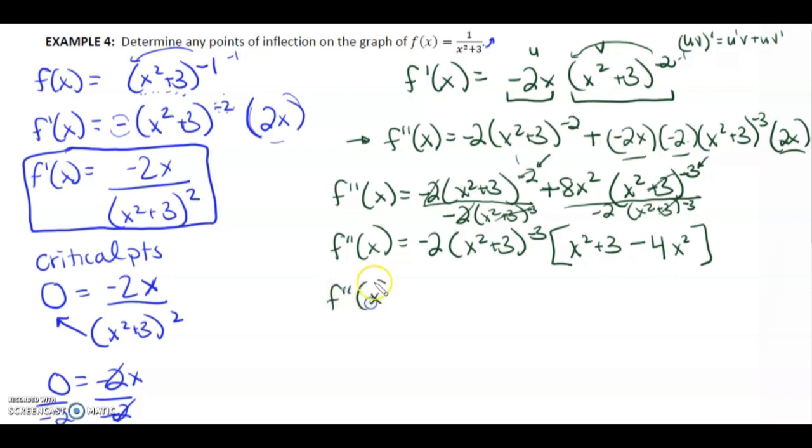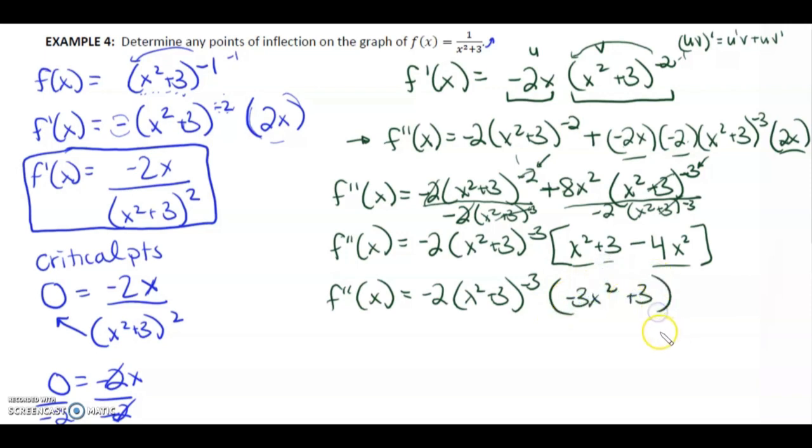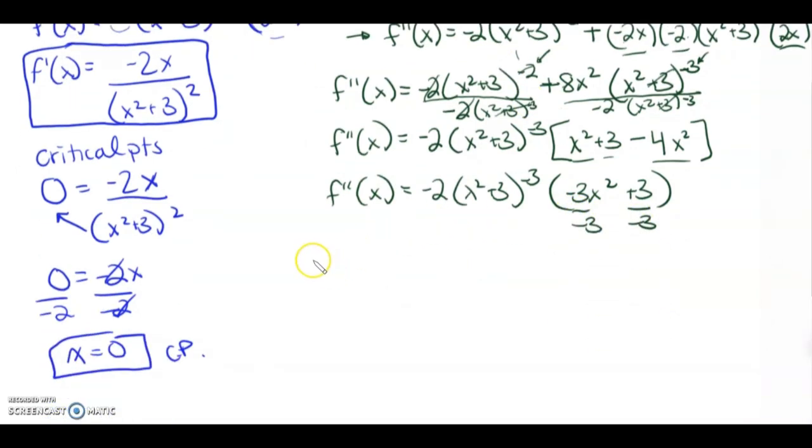So we have f double prime of x equals negative 2, x squared plus 3 to the negative 3. And then x squared minus 4x squared, we're going to get negative 3x squared, and then plus 3. Okay, I'm going to leave this. We could pull out a negative 3. Okay, let's pull out a negative 3. So finally, f double prime of x, we're going to multiply this negative 3 by this negative 2 in front. Okay, so we get 6, x squared plus 3 to the negative 3, and then we have x squared minus 1.